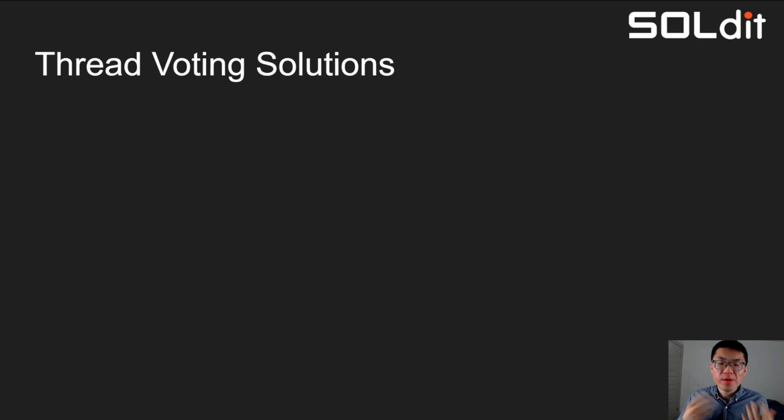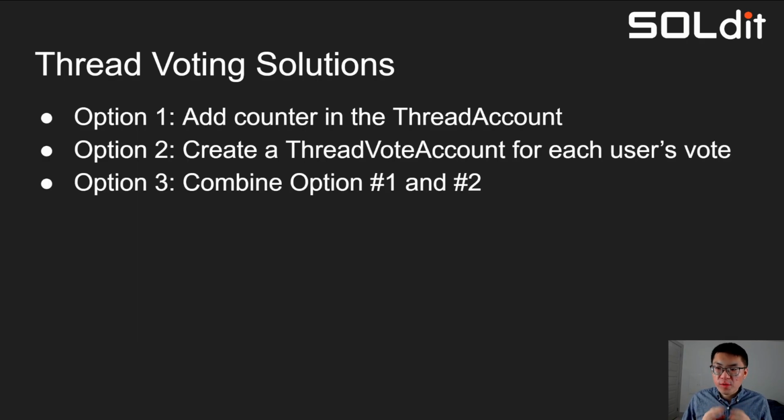And so there are three options that we can explore. So in the previous video, we made a thread account that kept all the metadata for our account. We can just add a counter to the thread, and then that counter would just be our upvote and downvote. We're going to see the problem with that in option 2 specifically, because if we use option 1, we don't know which user specifically voted for it. And so we can rectify that by doing option 2, where we create a thread vote count for each user's vote. And then of course we'll look at option 3, which combines the solution from option 1 and 2.